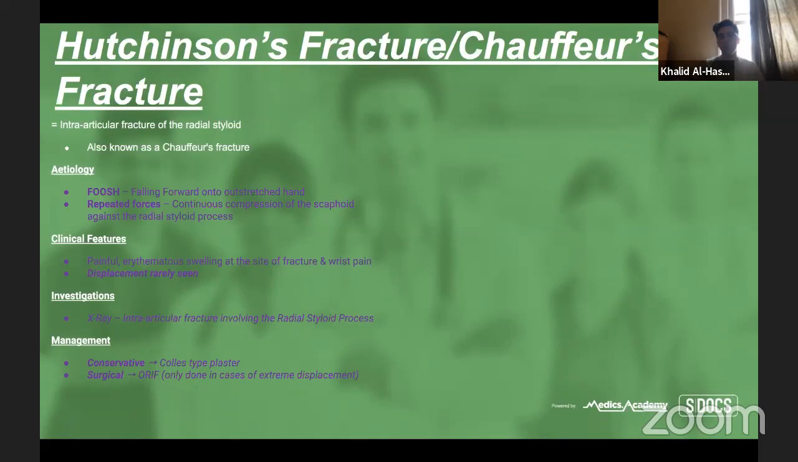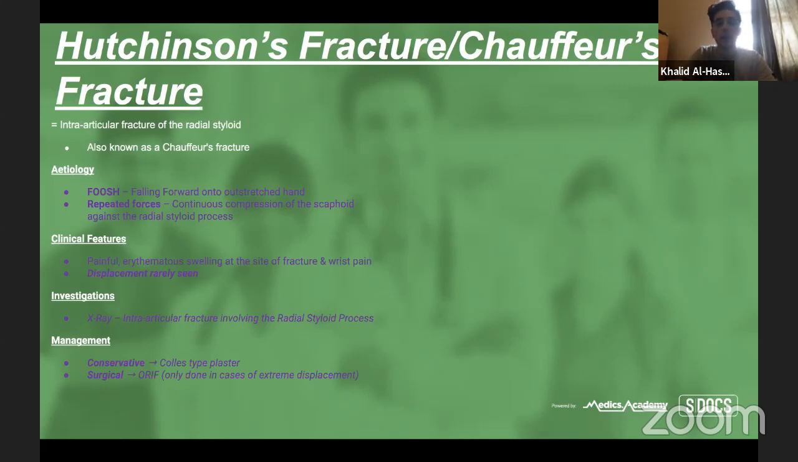These are continuous forces which cause compression of the scaphoid against the radial styloid process. The radial styloid process and the scaphoid are adjacent to one another. Therefore, if you have some form of forces repeatedly pressing against it, it's likely that a fragile fragment like the radial styloid process would become dislodged itself.